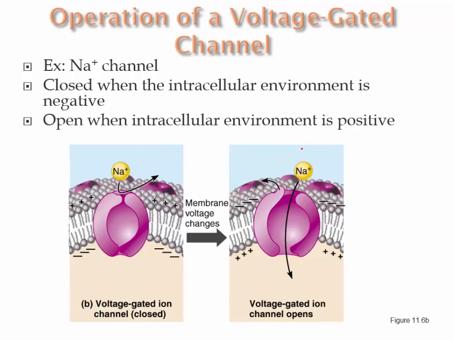But what happens in this situation? You can see the charge changed. So now if you put a little electrode in it, it would be +30. And when it's +30, it opens up. And now sodium can come in. So this channel only lets sodium in. So the channel opens and closes when the voltage changes.